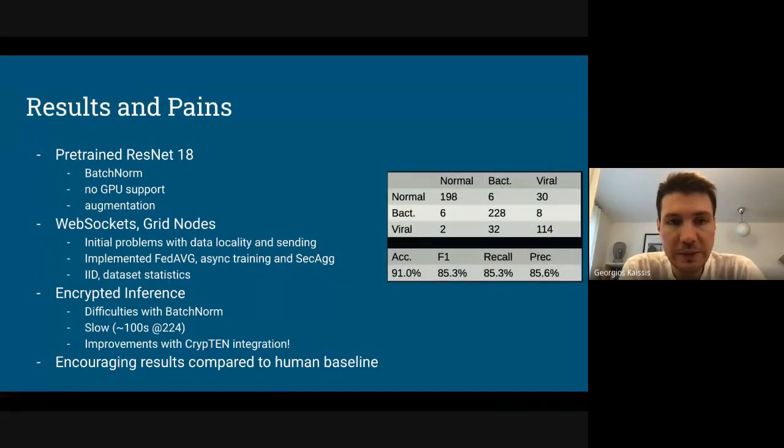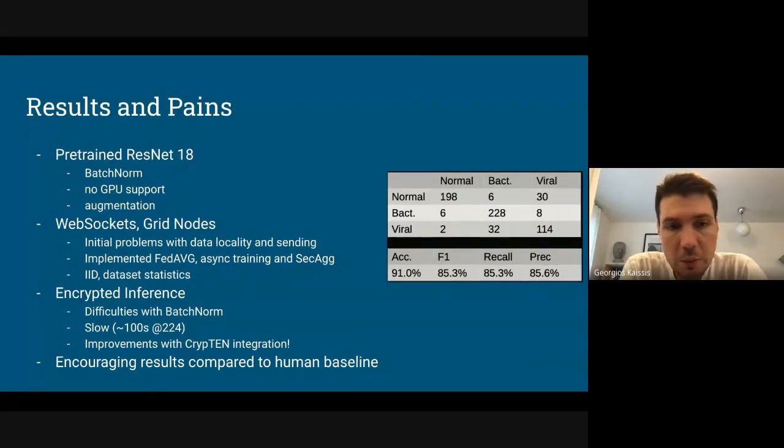We had quite a vicious fight against the WebSockets and the grid nodes because of data locality issues and sending issues. We ran into bugs we weren't expecting, crashes and hangs that we didn't know how to debug, and had to implement a lot of state-of-the-art stuff from scratch: federated averaging, asynchronous training, and secure aggregation. We also found out the hard way that federated learning is really sensitive to the data set distribution on the nodes and the data set statistics, which are not known at the start, but have to be shared in some way that is also privacy preserving and utilitarian.